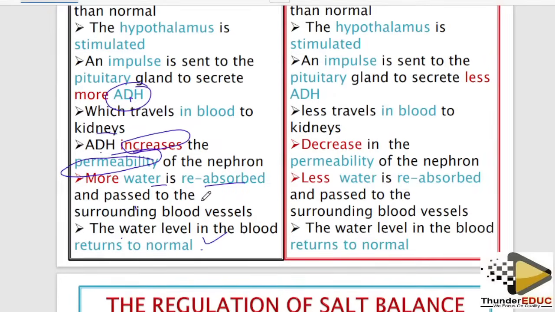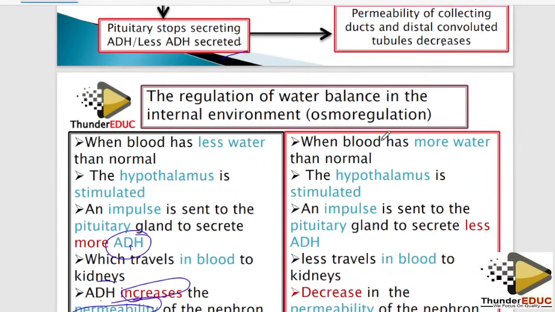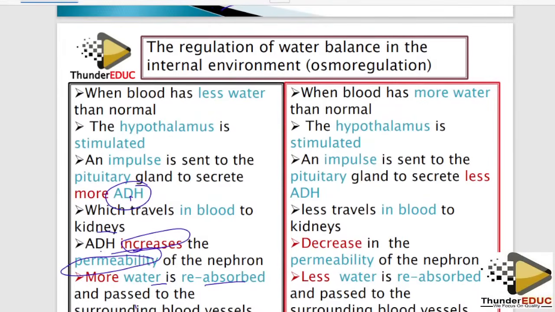And then the other way is the same thing. When blood has more water than normal, the hypothalamus is stimulated and the impulse is sent to the pituitary gland. And then what happens? Less ADH or no ADH is produced. So you choose whatever you want to write, either less or no, depending on the scenario they have brought you in the exam. So less ADH travels in the blood to the kidney.